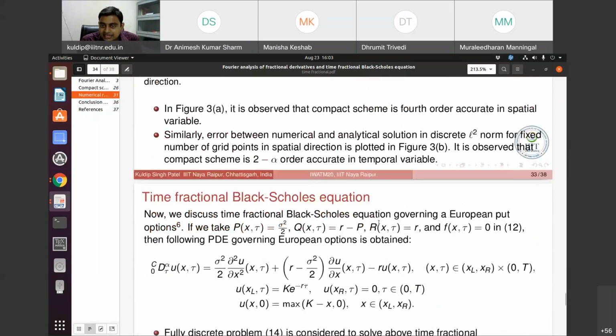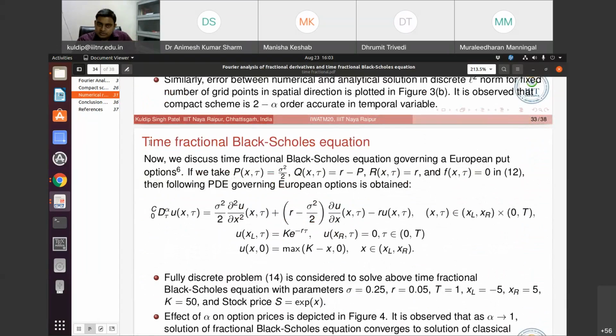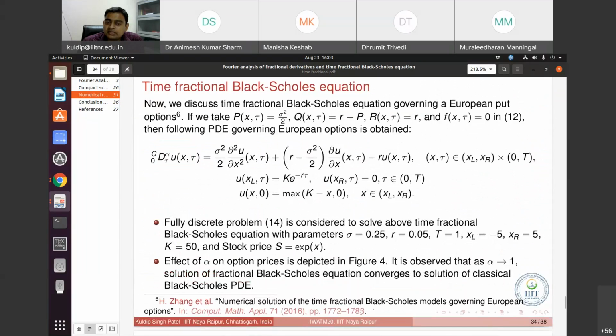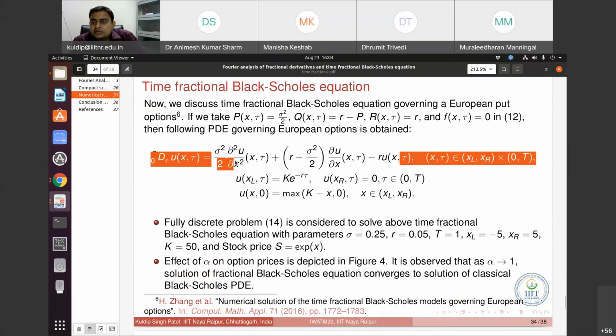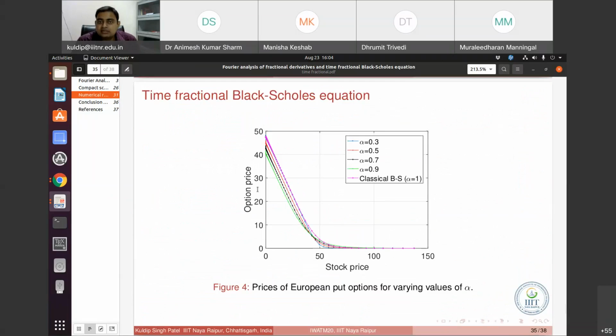So of course, as I said, I tried everything in the sense of option pricing. So we took the time fractional Black-Scholes equation. This is the example I took from this paper, numerical solution of time fractional Black-Scholes. In that paper, they used the finite difference method for the time fractional Black-Scholes equation, and here we took the compact scheme for it. Here you see that only the time derivative is different, other terms are the same as in Black-Scholes. So here we see this figure. We only did this for the time fractional Black-Scholes equation.